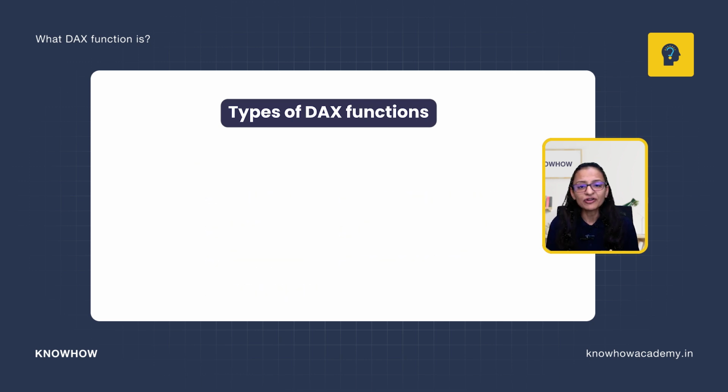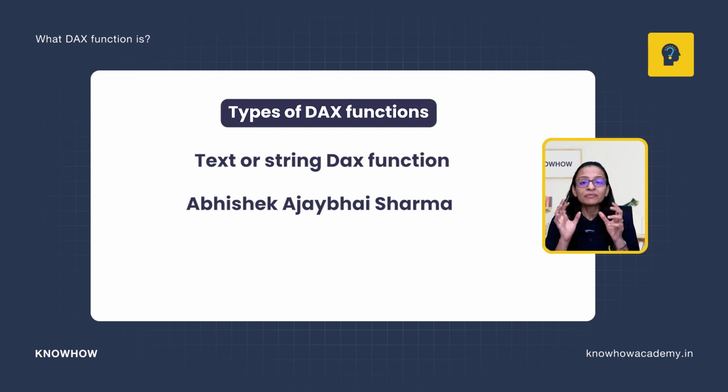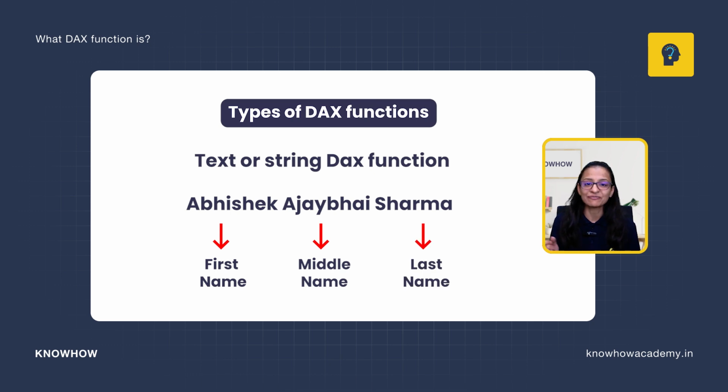The next type of function is the text function. So what is the meaning of text function? So let's say you have a user's full name here. From that full name, you want to identify what the first name, the middle name, and the last name of the user are.